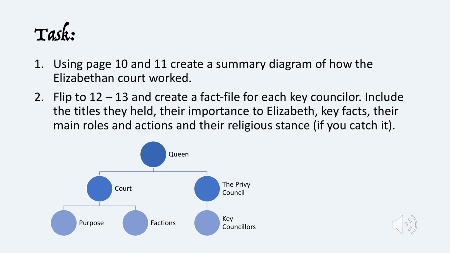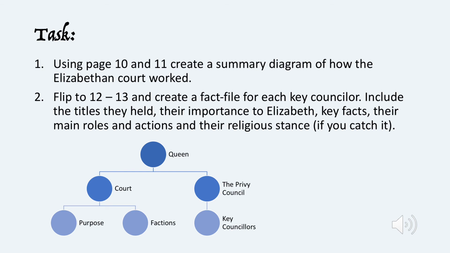Right, I've talked a lot, so I'm going to put you onto a task now. So in a second, you're going to pause this video and get on with it. What I want you to do is open up the online textbook, and use pages 10 and 11 to create a summary diagram of how the Elizabethan court works. And I've given you an idea of what that diagram might look like at the bottom of this slide.